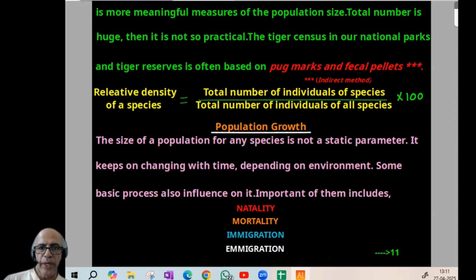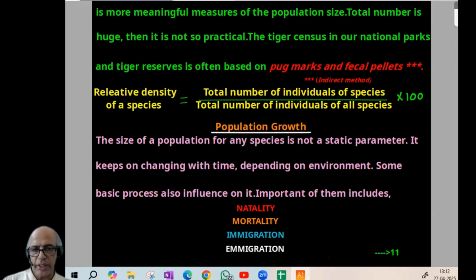Now comes population growth. The size of a population for any species is not a static parameter. It keeps on changing with time. That is the rule, depending on the environment. Some basic processes also influence it. Important of them include 4 items: one is natality, other is mortality, third is immigration, and fourth is emigration.